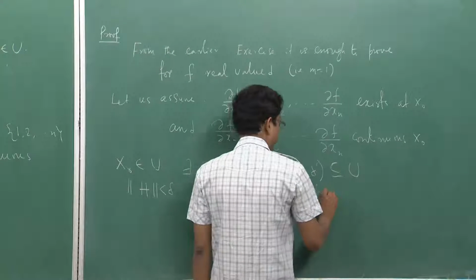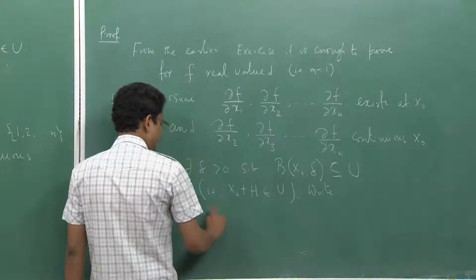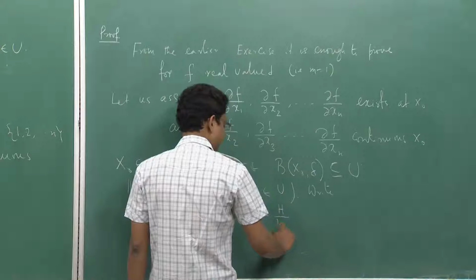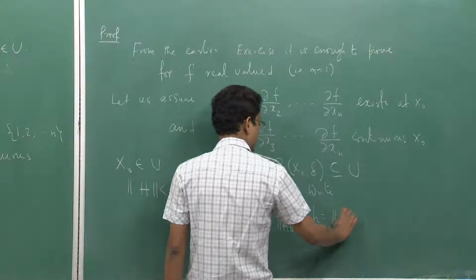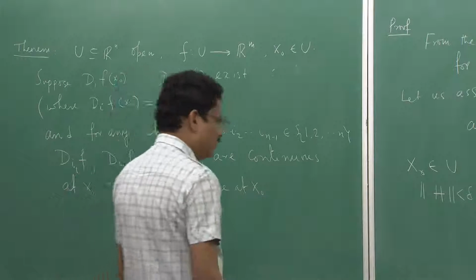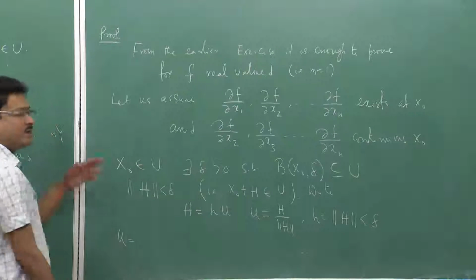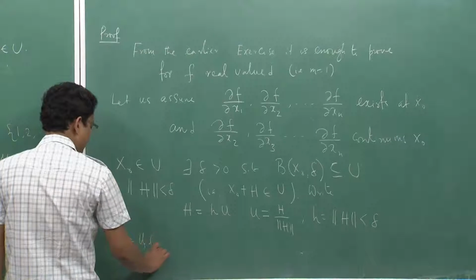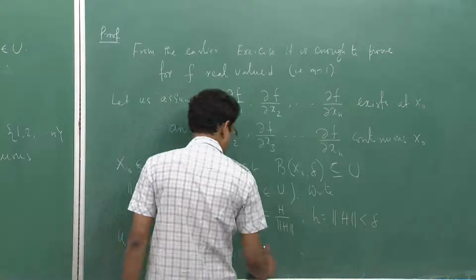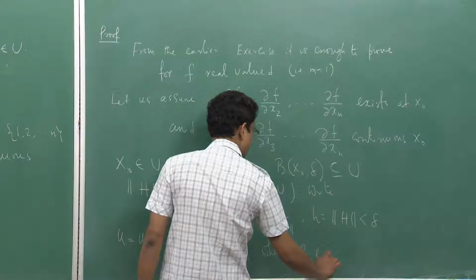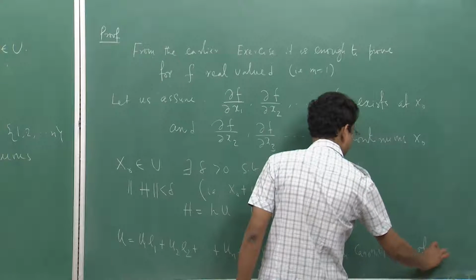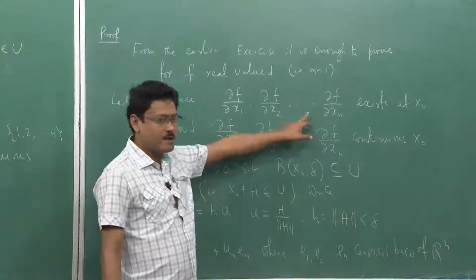Of course, I can write h equal to |h| times u, where u is h by norm h, a unit vector, and |h| is just norm h, which is less than delta. So, u is a direction vector, and since I have chosen the basis, I can write u as u1 e1 plus u2 e2 plus ... plus un en, where e1, e2, ..., en are just the canonical basis. This is the basis with respect to which the gradient is calculated.